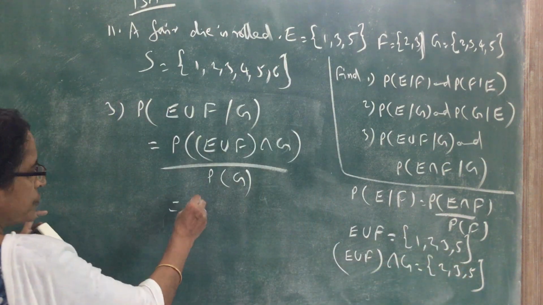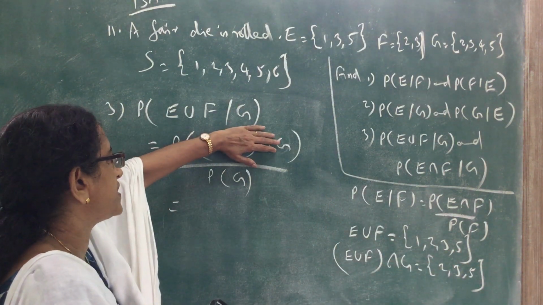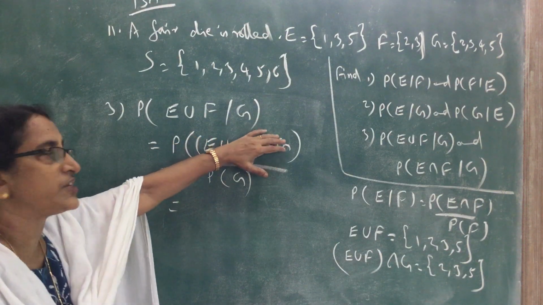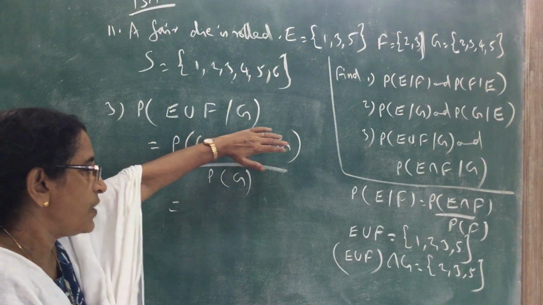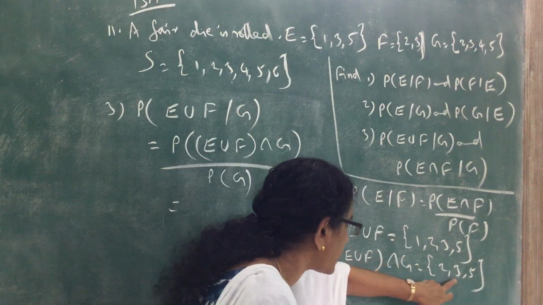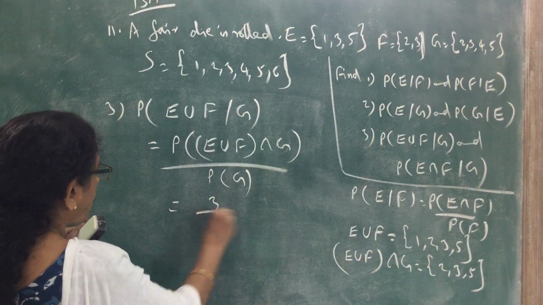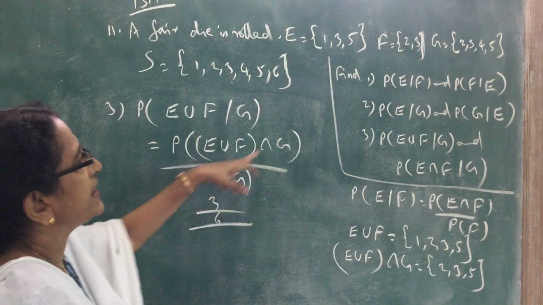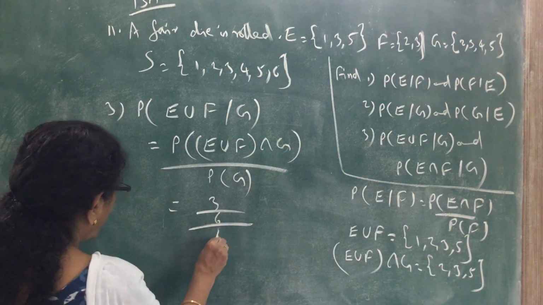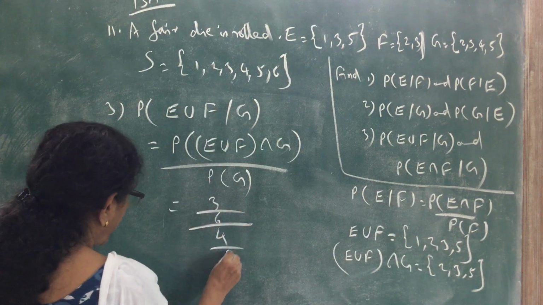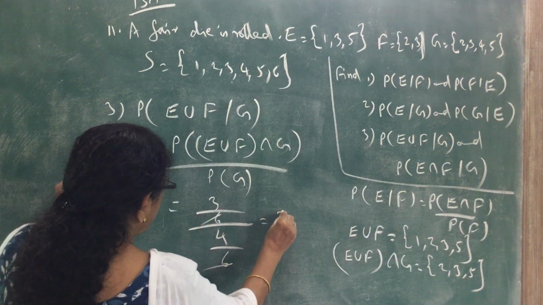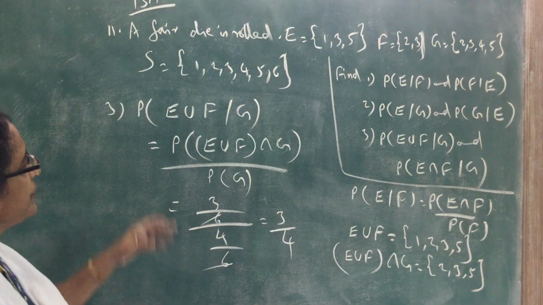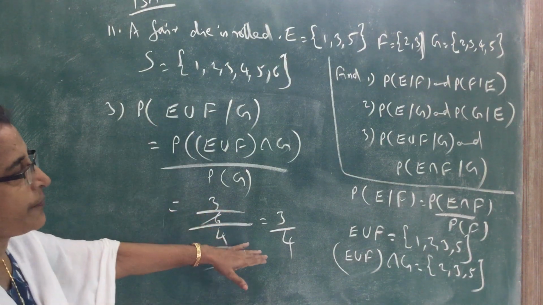So now we can find the probability of this event. It equals the number of elements in this event, which is 3, divided by the total number of sample points, 6, divided by P(G). In G how many elements? 4, divided by the total number of sample points, 6. So the 6 cancels, and we get 3 by 4. So the probability of E union F given G is 3 by 4.